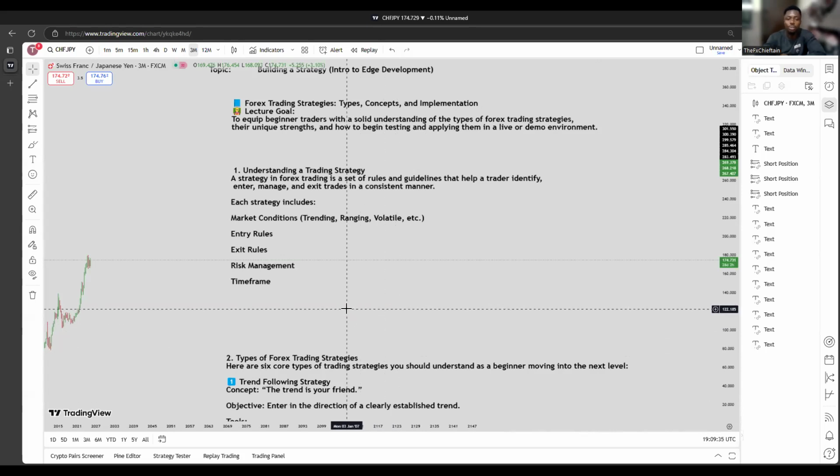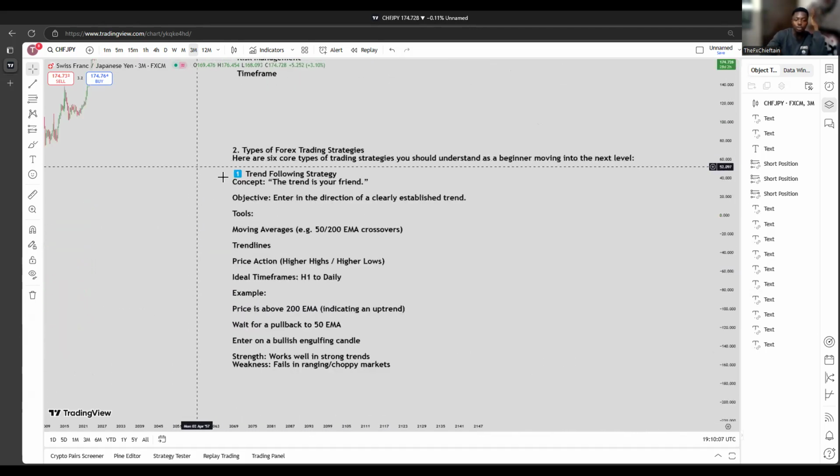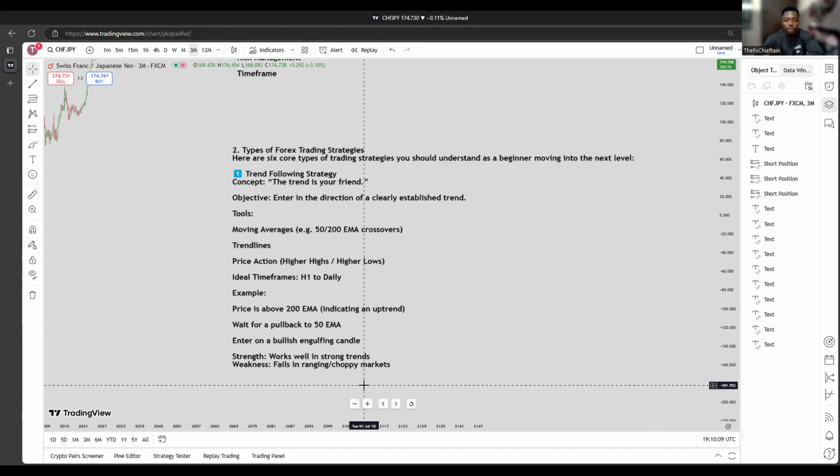That's what we're trying to teach our beginner traders who are going to be transitioning to intermediate, then to advanced classes. We say each strategy includes market conditions, your entry rules, your exit rules, your risk management, and the time frame in which the strategy works. Not all strategies work on all time frames. Some are time frame specific.